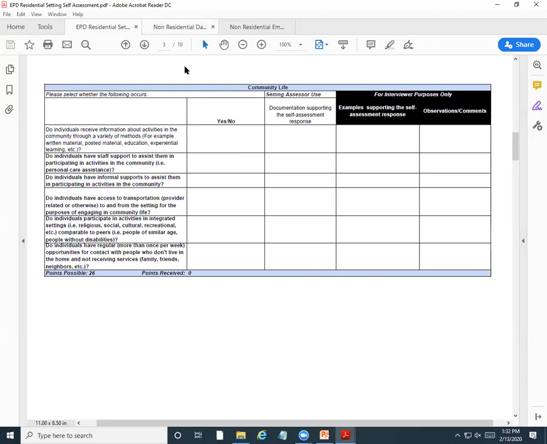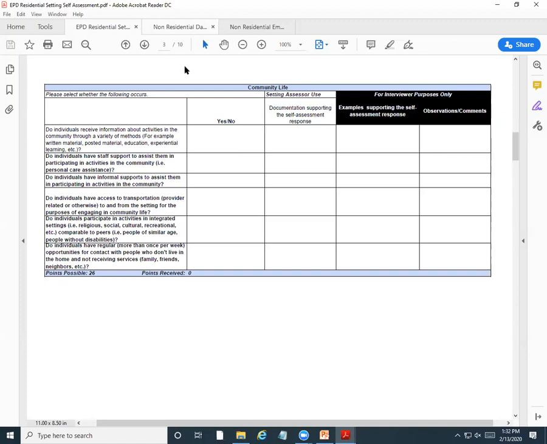Our next section is community life. You can see we have some bolded items here. These are items we thought would be important to figure out if the setting is isolating to members in some way. Again, there's no wrong answer. It's just going to help us determine if your setting might need that heightened scrutiny review, and then help us figure out what technical assistance your setting might need as well.